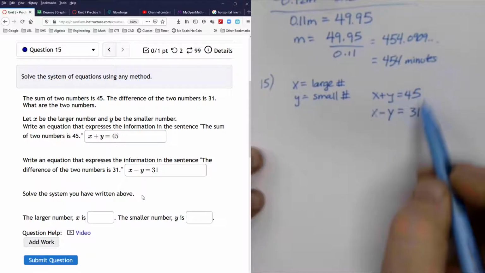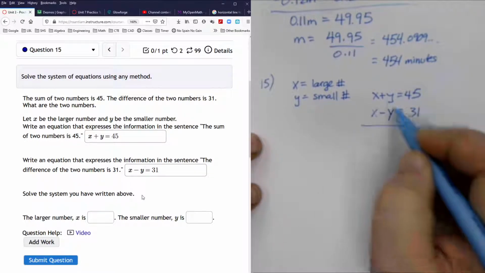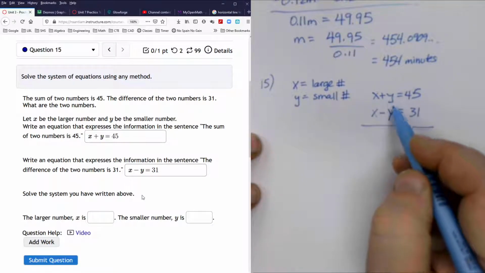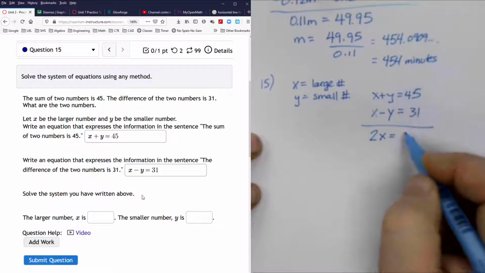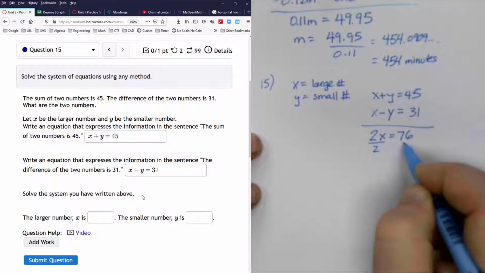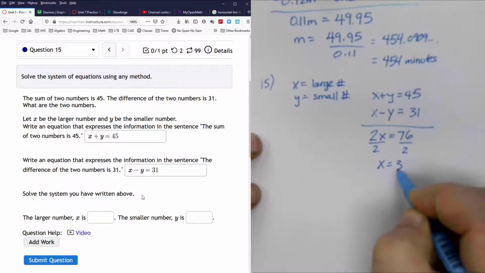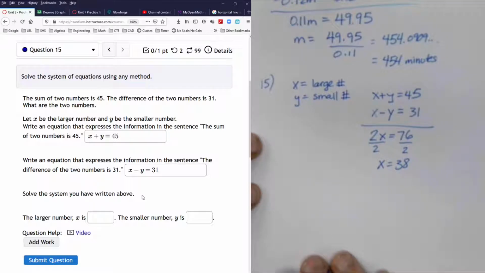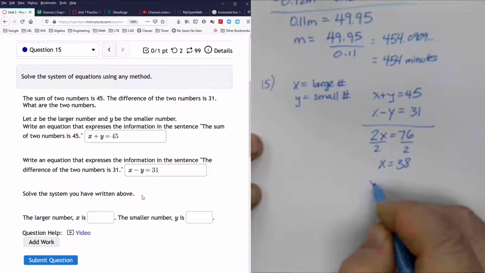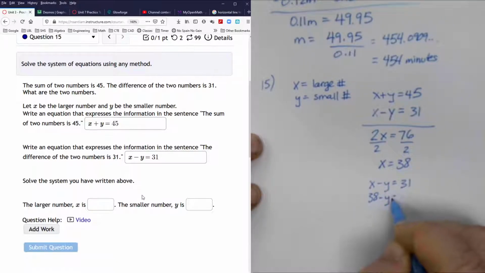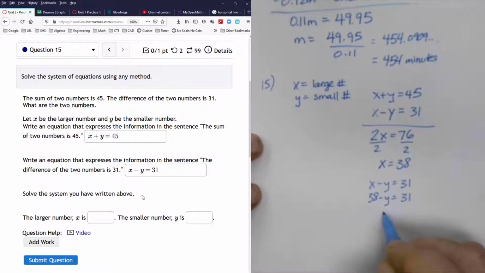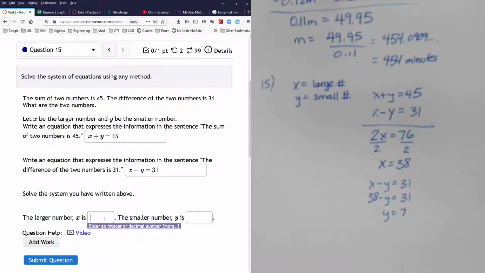Now, if I look at this system of equations, it's perfectly set up for elimination, with a positive y and a negative y. If I add these two together, I get 2x is equal to 76. If I divide both sides by 2, I know that x is going to be 38. I also know that x minus y is 31, so 38 minus y is 31. That tells me that y has to be 7. So the larger number should be 38, and the smaller number should be 7.